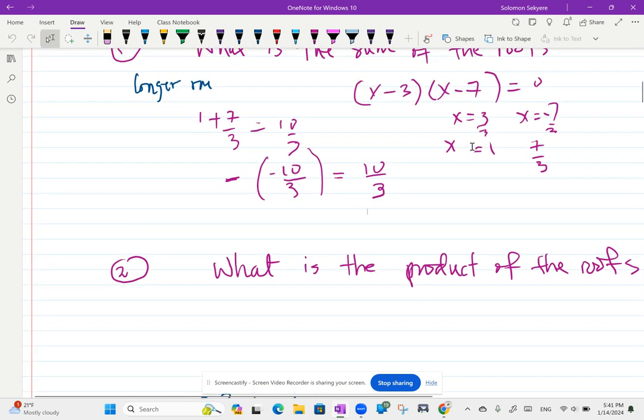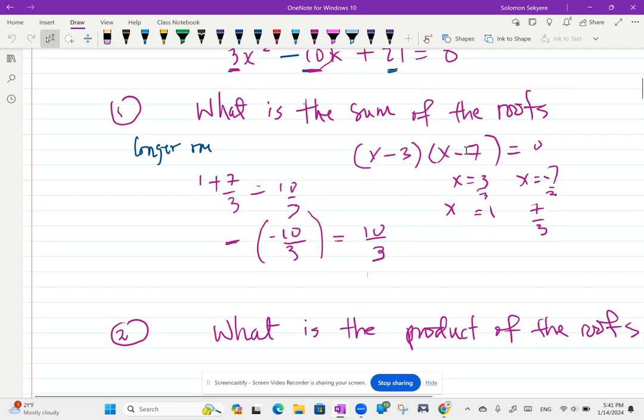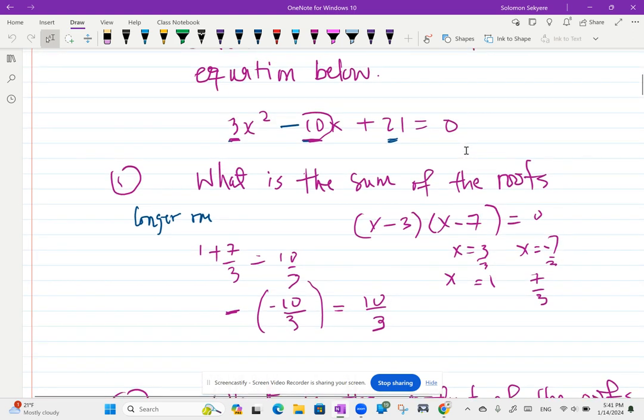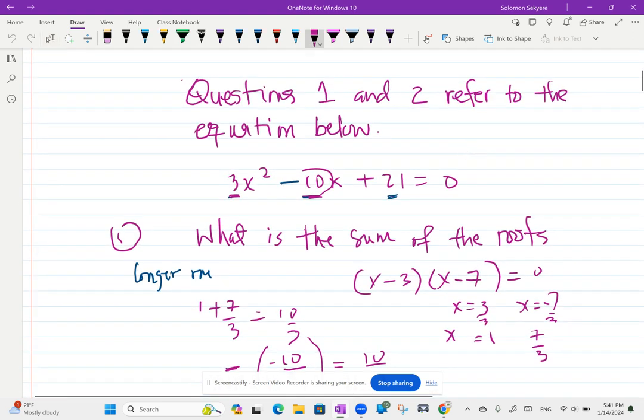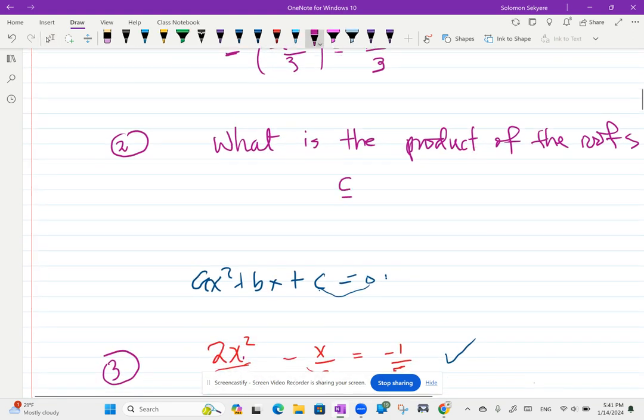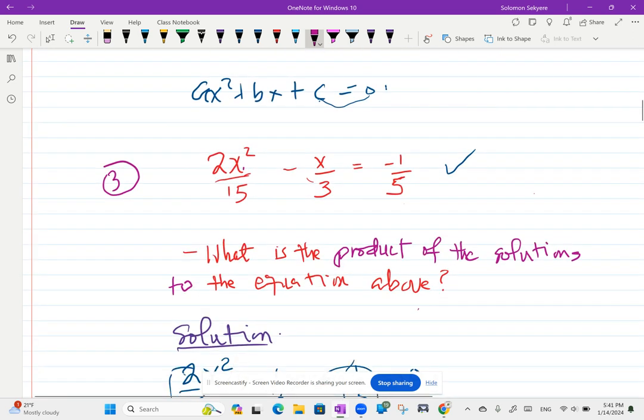What is the product of the roots? Here I can multiply 1 times 7 over 3, but I can also do c over a, which is 21 over 3, equals 7. That's the product of the roots. I'm done.